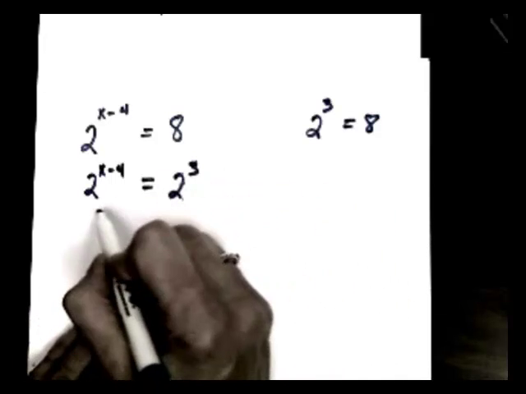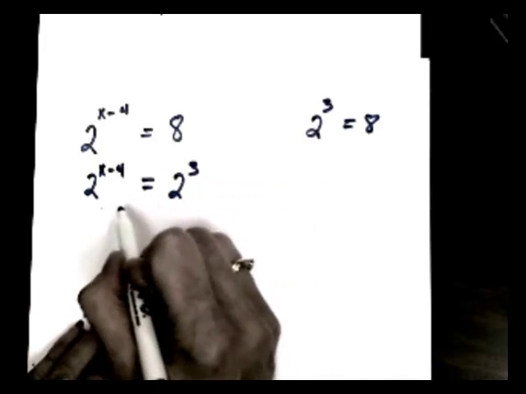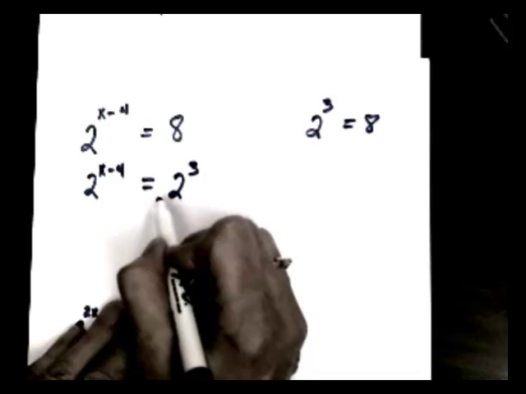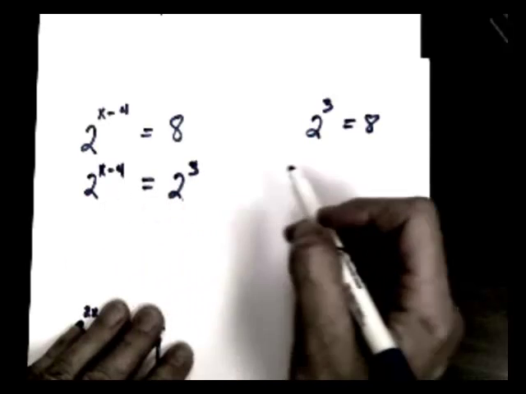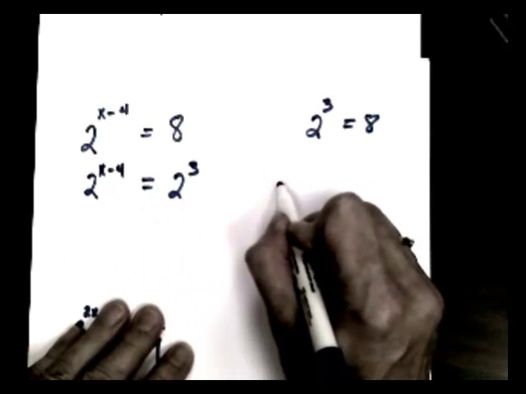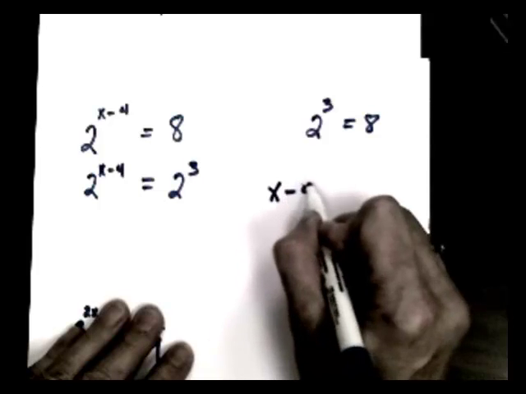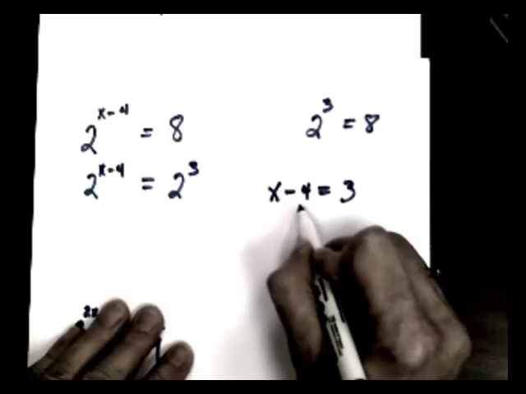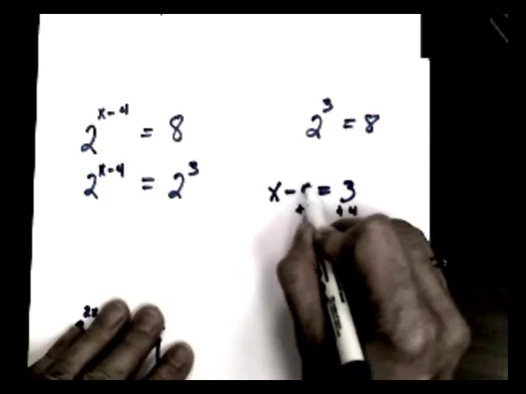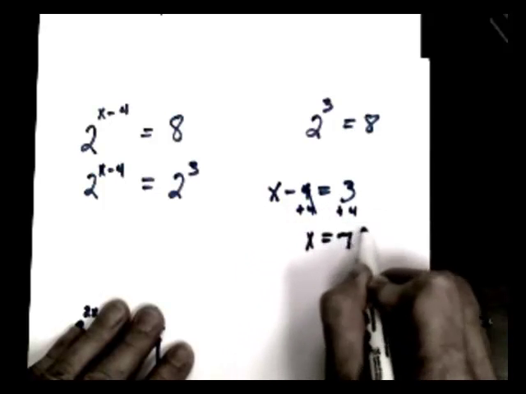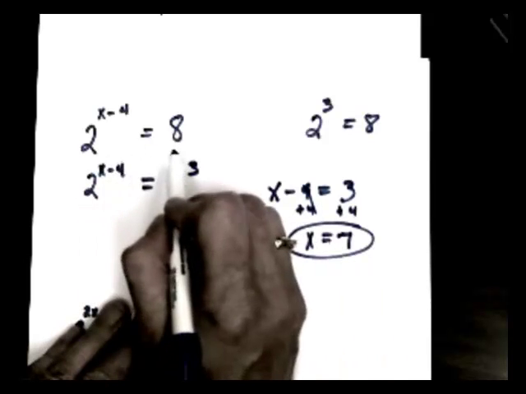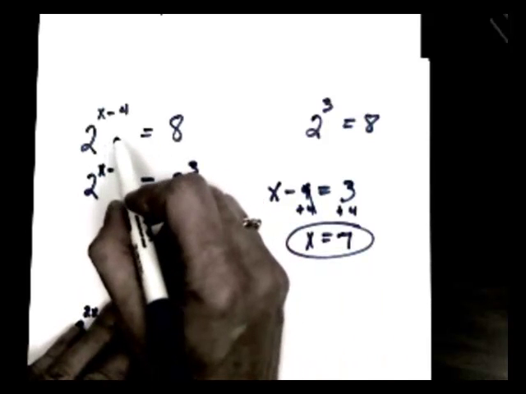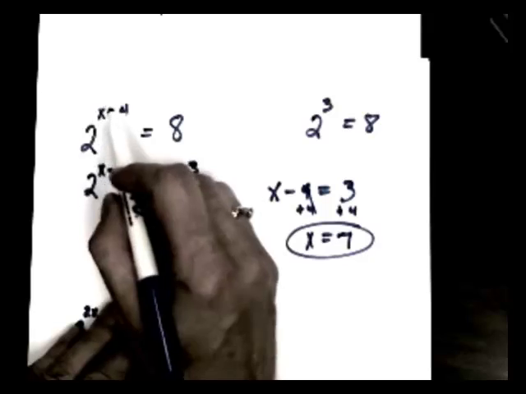So we're going to rewrite this where 2 to the x minus 4 then equals 2 to the third power. Now we have the same base on both sides, and since the bases are equal, the exponents must be equal also. That means x minus 4 has to equal 3, and we're going to add 4 to both sides, and we get x equals 7. So that's the solution for this exponential equation. Remember, these are called exponential equations because you have a variable in the exponent.